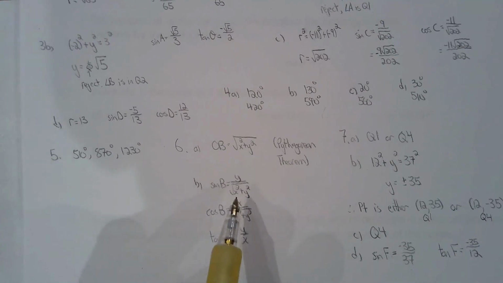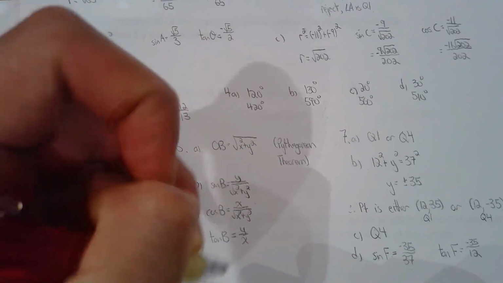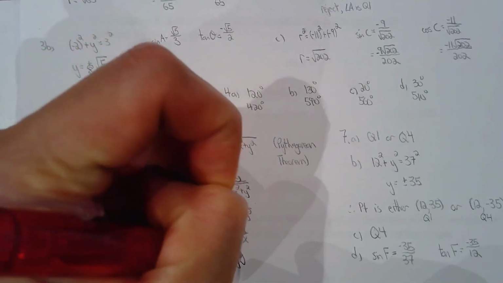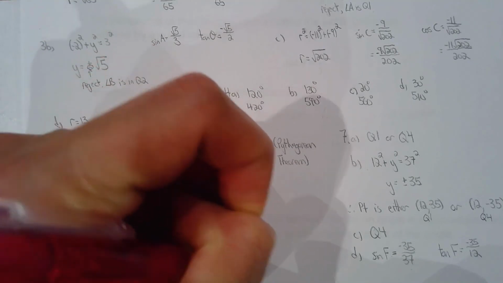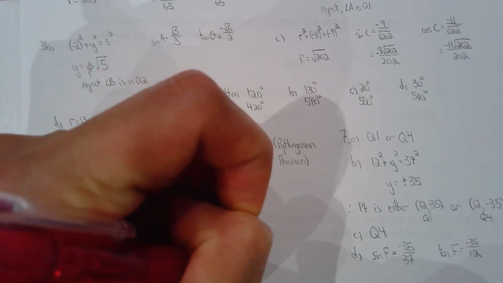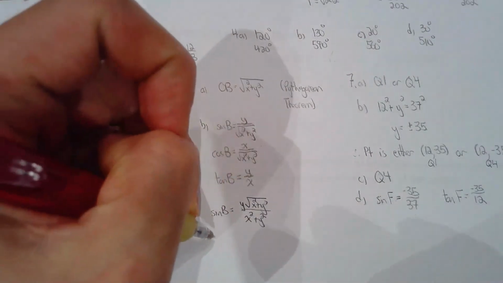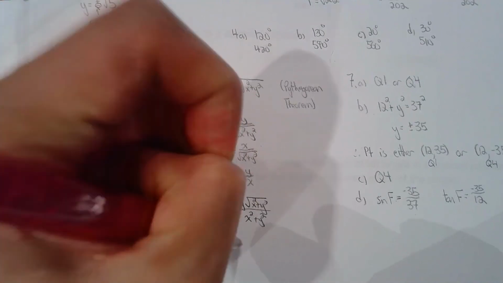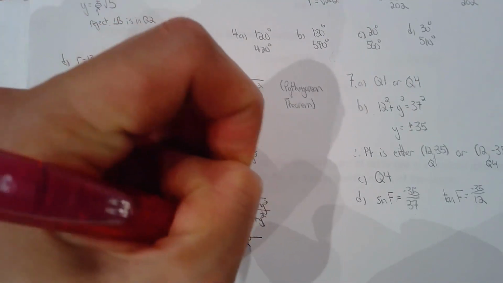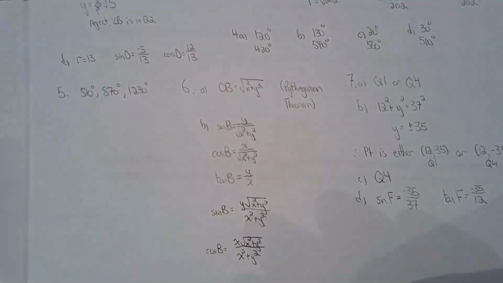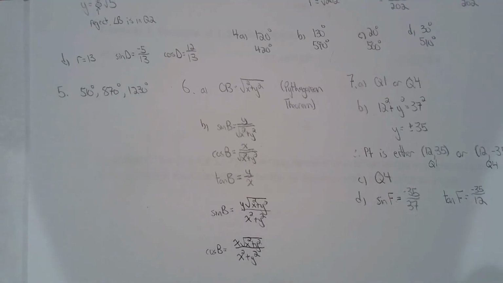Now, if you want, you could rationalize the denominator. So let's do that. I'm going to write sine b over here. Sine b is y root x squared plus y squared all over x squared plus y squared. You can do the same thing for cos b. Cos b is equal to x times root of x squared plus y squared all over x squared plus y squared. Both are acceptable, but I would prefer if the denominator was rationalized.